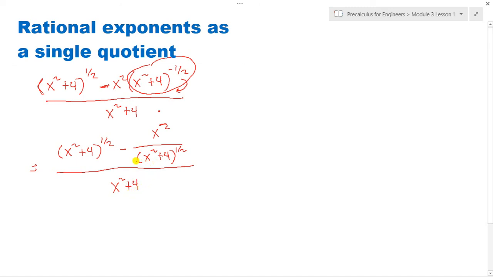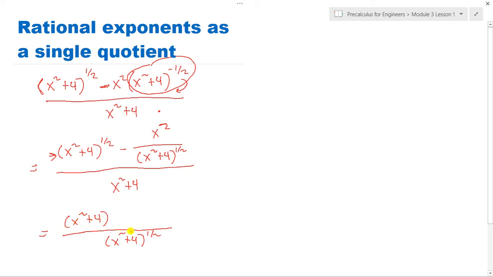Then, combine. So, i-combine natin yung fractions sa numerator. So, we have an LCD of x squared plus 4 raised to 1/2. So, divide yung denominator, which is 1. So, still x squared plus 4 raised to 1/2. Then, multiplied by the numerator, which is ito, x squared plus 4 raised to 1/2. So, 1/2 plus 1/2 is equal to 1. Therefore, magiging x squared plus 4 na lang to.